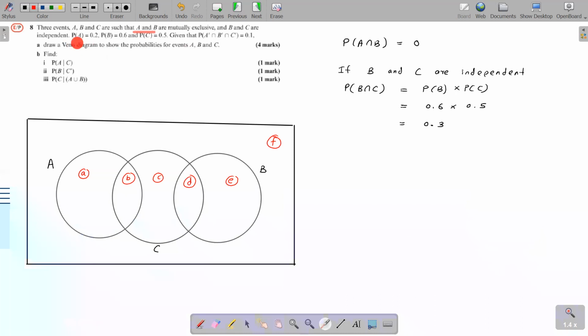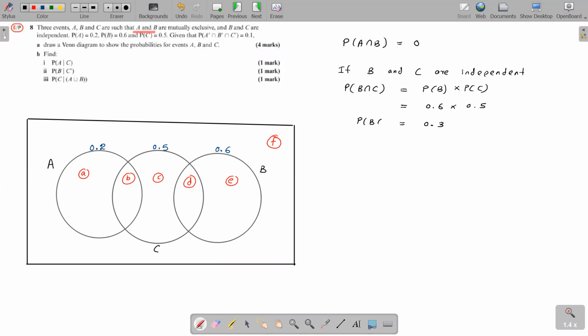Probability of A is given. Probability of A is 0.2. So mark that. A is 0.2, which means the entire circle A is 0.2. Probability of B is 0.6. That means the entire circle B is 0.6 here. Can you see? Probability of C is 0.5. The entire C circle is 0.5. And also we found the intersection probability. Probability B intersection C. Can you guys see the intersection of B and C?